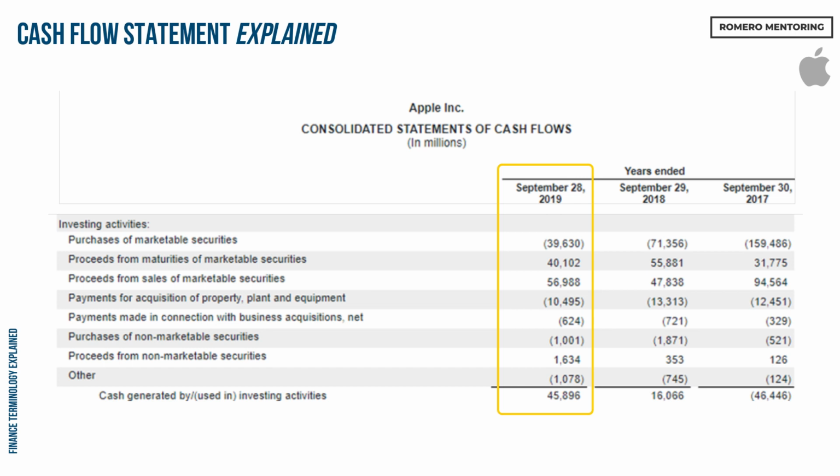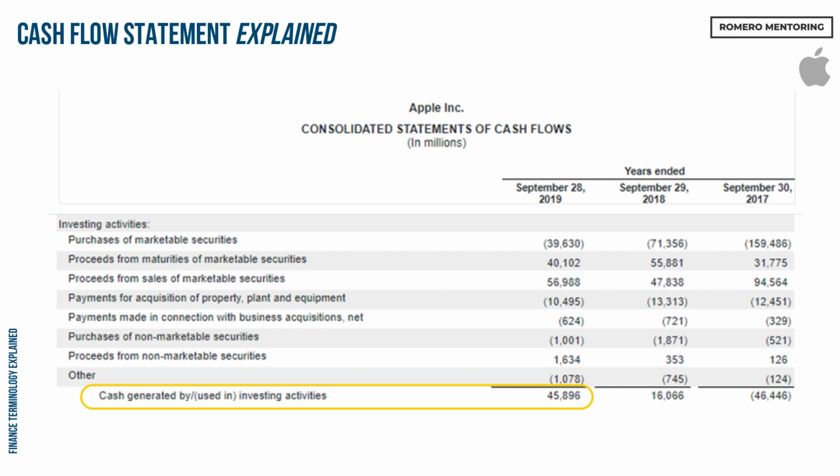They also reinvested in the property, plant, and equipment in the form of CapEx, $10.4 billion. Again, you add the aggregate and we arrive at $45.8 billion. So for the year 2019, Apple generated a positive cash flow from investing activities. But here's something that really stands out.